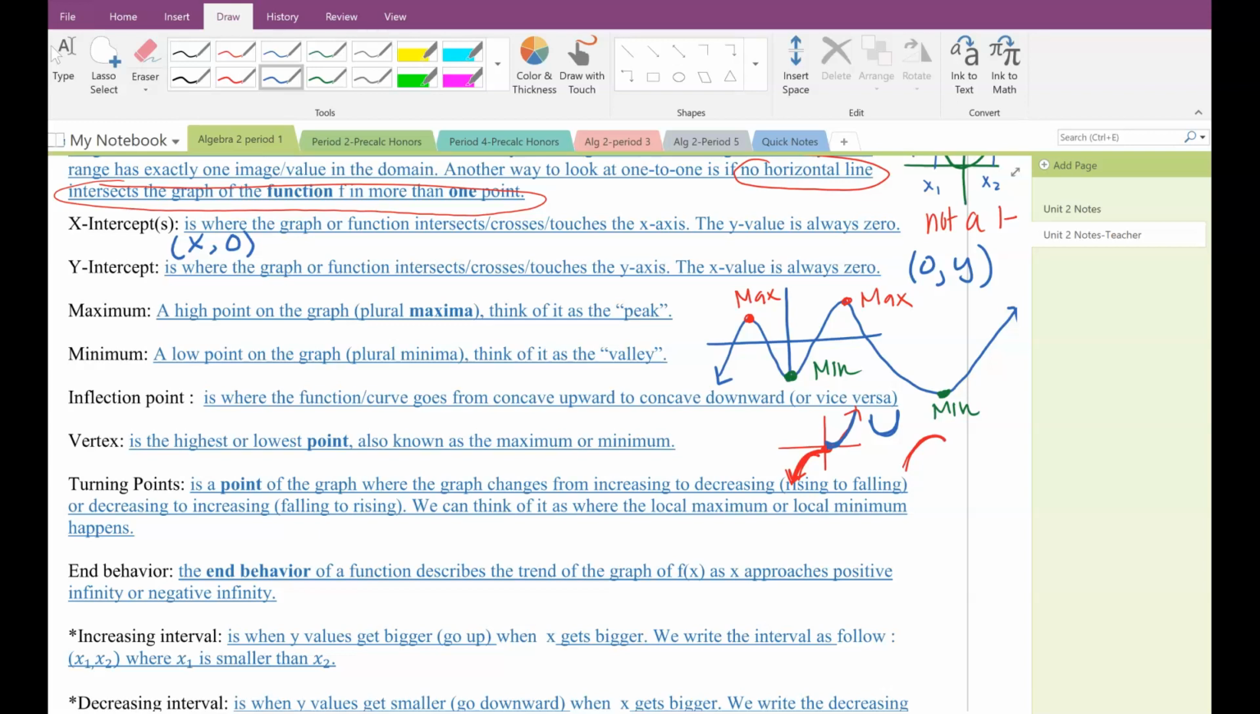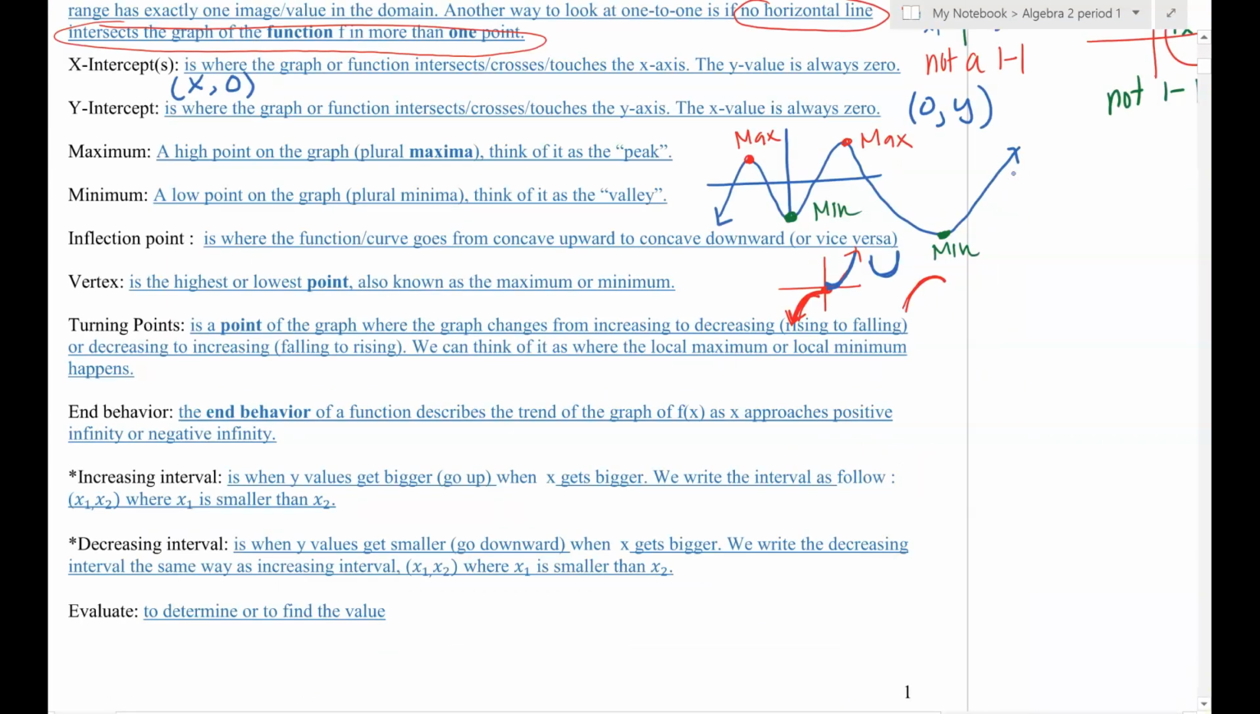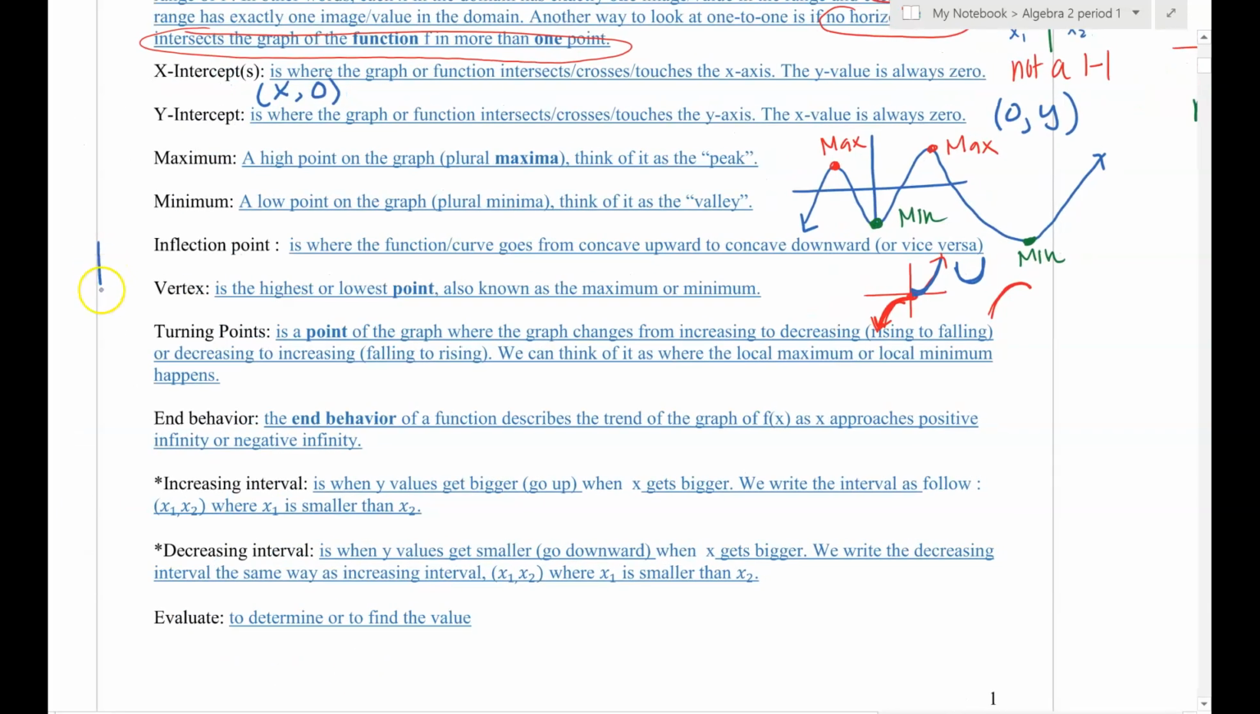Now we touched on the vertex a little bit already earlier when we were talking about the maximum and minimum. Usually, a parabola would have a vertex. Sorry, I'm trying to switch up the pens. So a parabola has a vertex, right? This is the low point. And if we have an absolute value function, let's say this is an upside down absolute value, that's also a vertex.